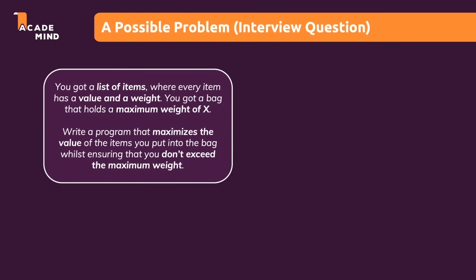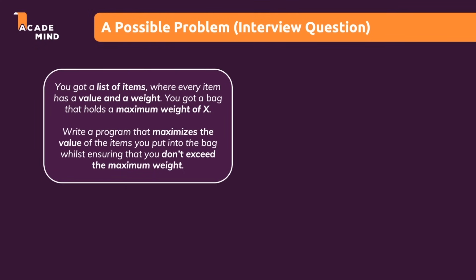You got a list of items where every item has a value and a weight. And then you got a bag which has a maximum capacity, a maximum weight it can hold of X. And that could be any number in kilograms, anything like that. So now your goal is to write a program that basically calculates the items that should go into the bag to maximize the value of the items, whilst of course ensuring that you don't exceed that maximum bag weight, so that capacity of the weight.